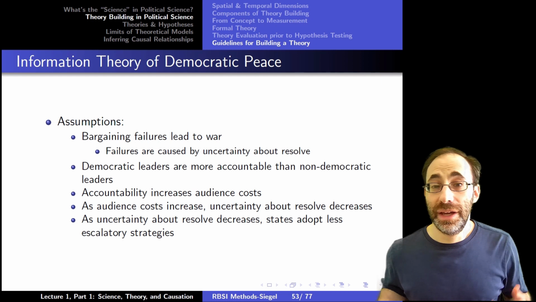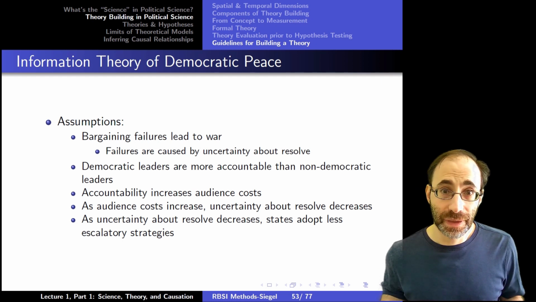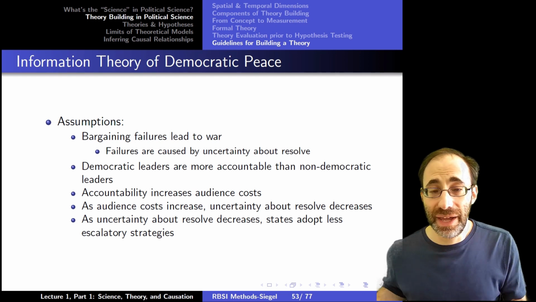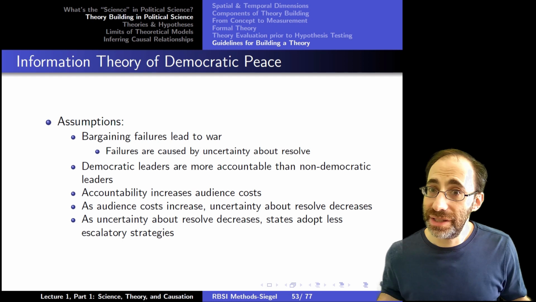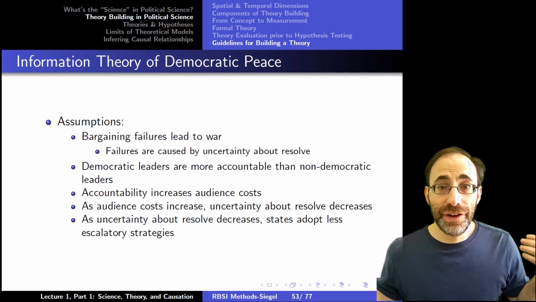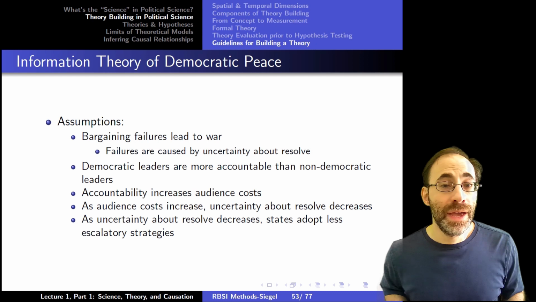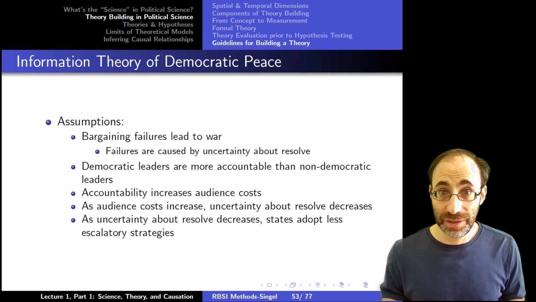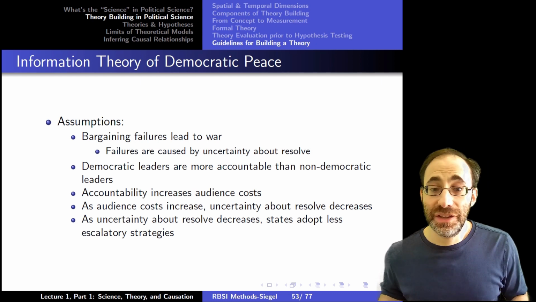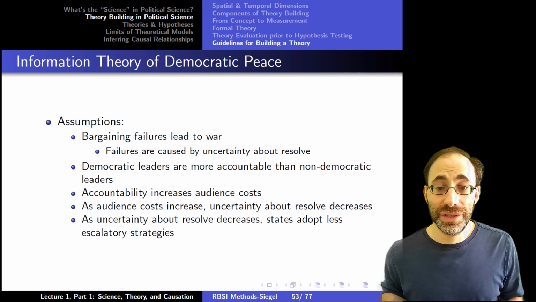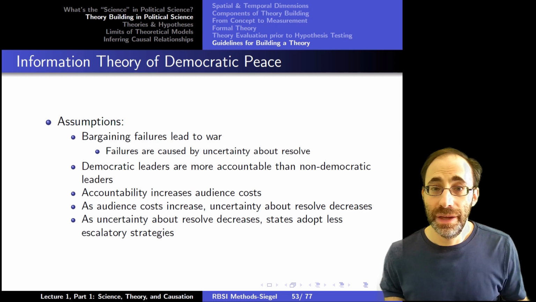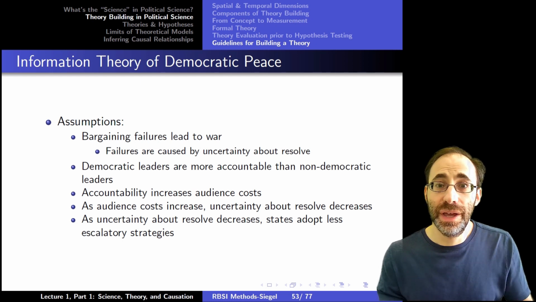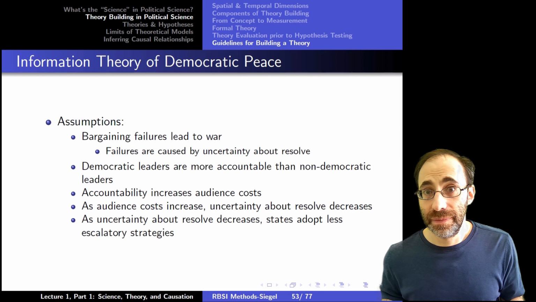In this theory, we start with the assumption that war happens due to bargaining failures. So the idea is two or more countries might be arguing over some piece of land or some water rights or some policy or whatever, and they're bargaining over some negotiated outcome, but they fail to come to an agreement, and that leads to war. That's the first assumption. The second assumption is that these failures are caused by uncertainty about the resolve of the other country. Here, resolve is the willingness of a country to escalate to war if the demands are too high.